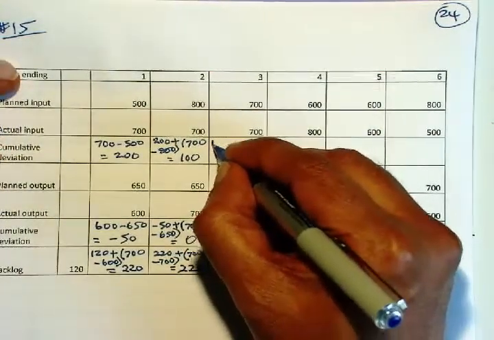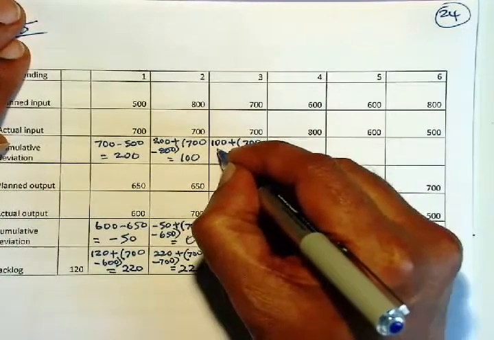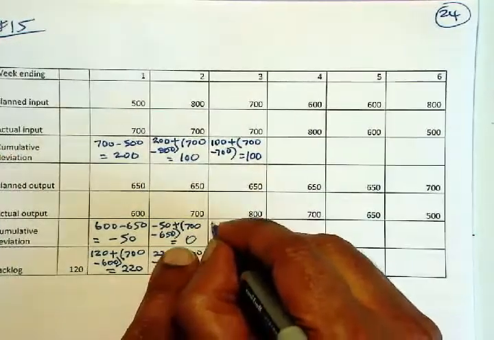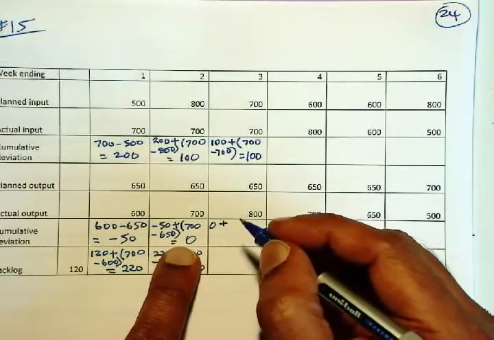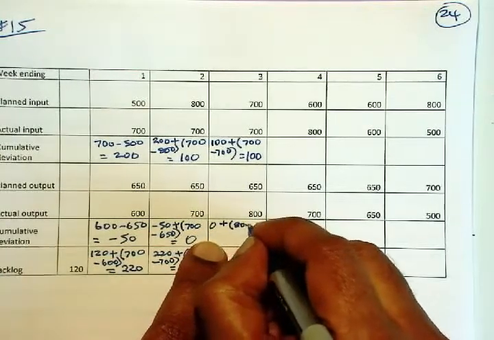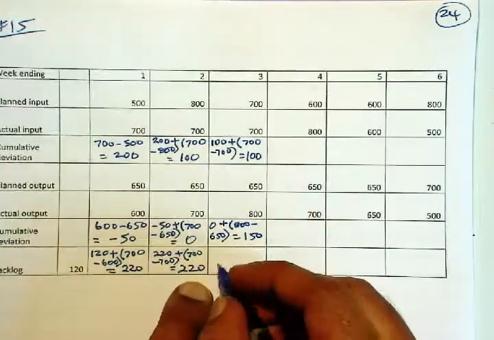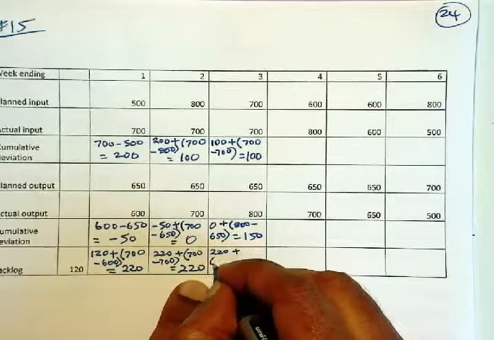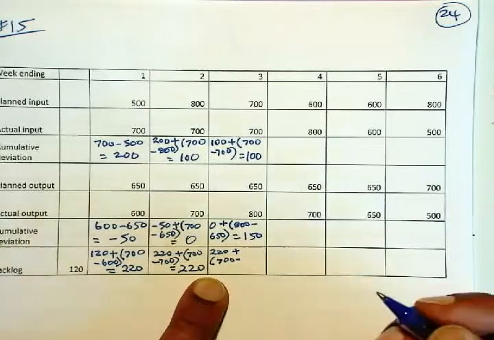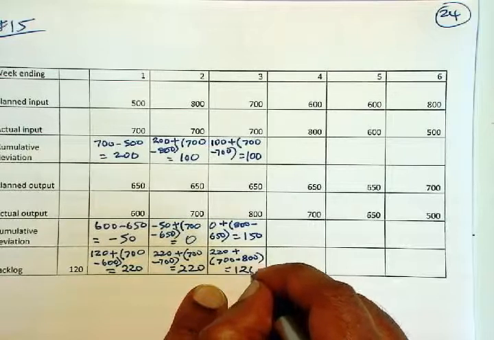So we continue 100 plus, so that is 700 minus 700 is 100. So here it will be 0 plus actual minus planned, and that will be 150, and then 220 plus actual input minus actual output, so that will give us 120.